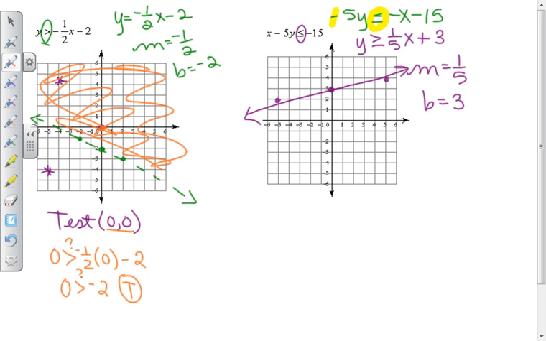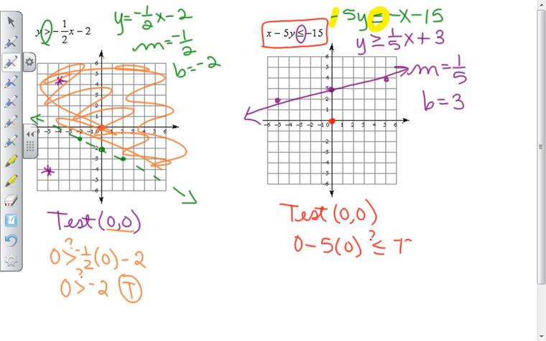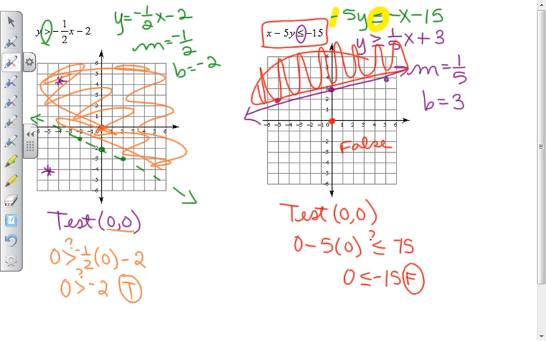Now I'm going to go ahead and test my point, and I'm going to test with 0, 0 because it is not on my line. I always go to my original when I test. 0 minus 5 times 0. Is that less than or equal to negative 15? Well, 0 is certainly not less than or equal to negative 15. That makes it false. So everything on this side is false, which makes everything up here true.